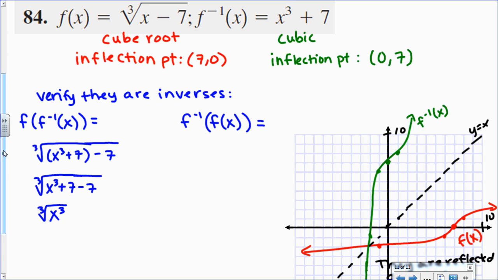All right, odd roots, cube roots. Those can be positive or negative, so I don't have to worry about that plus or minus issue here. When it's cube root, you don't have to worry about it. It's just x. You don't have the plus or minus here because it's an odd root.